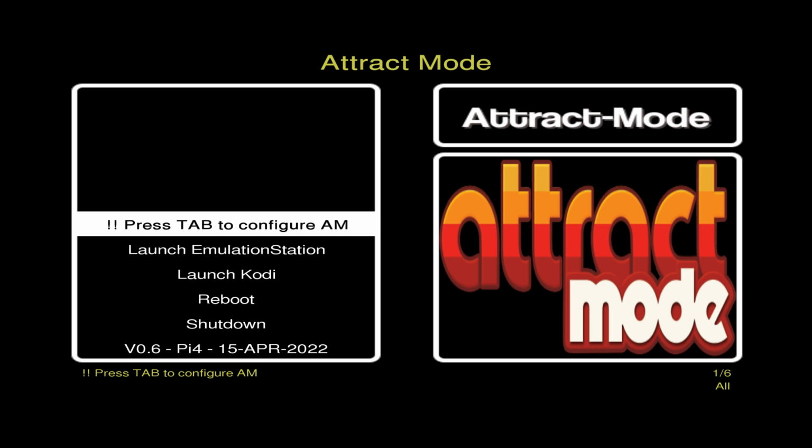Kodi is already installed on this one along with the Plex plugin, and also you can flip between Attract Mode and Emulation Station using the menus here. So if we were to go into Emulation Station, you'll also get a menu option that will take you back into Attract Mode, so you can fairly easily just jump between it.